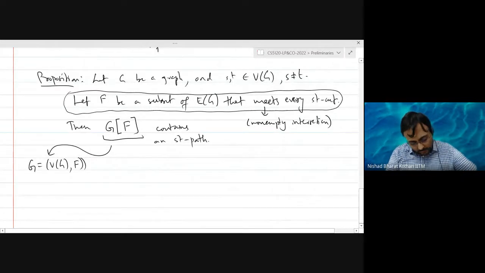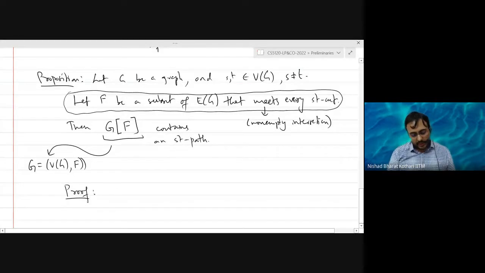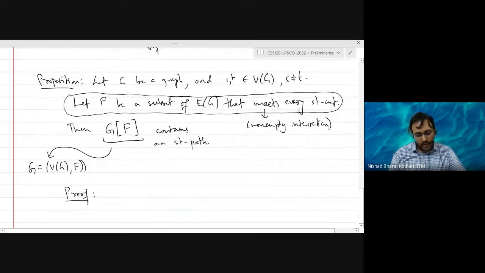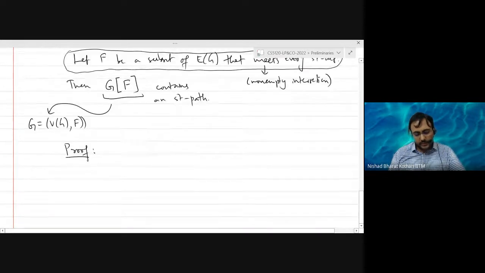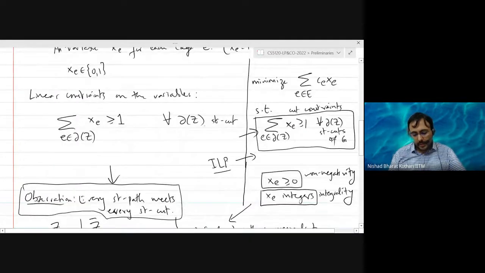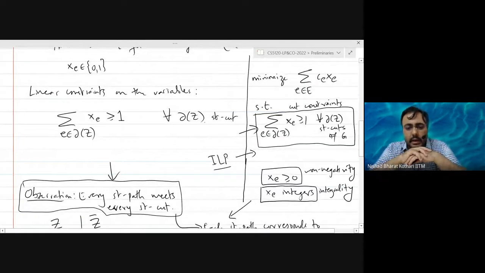So I would like to prove this statement also as an example of writing a rigorous proof, which you will be expected to do even in your assignment 1, right? So it might be good to just prove this result and then move on beyond this discussion. Is it clear why we are proving this? I just want to convince you that if you take any solution to this integer linear program, it may not correspond to an ST path, but it does contain an ST path.